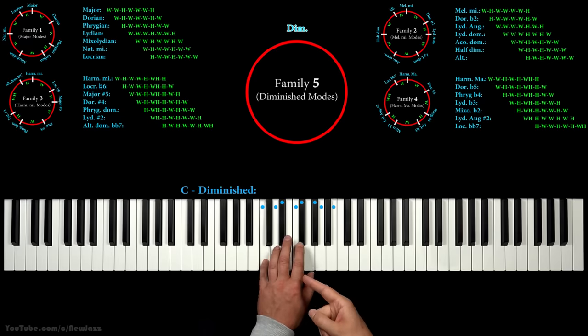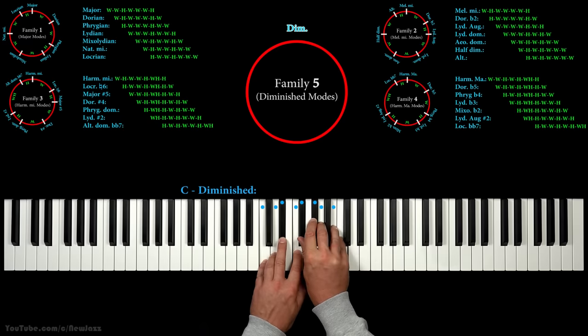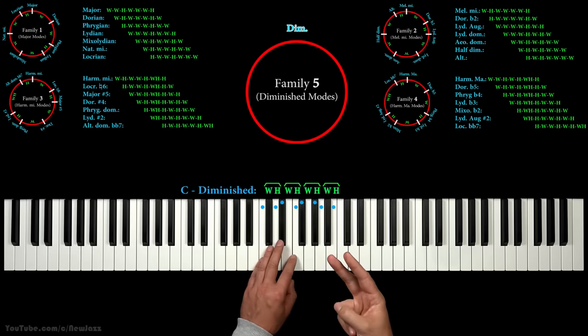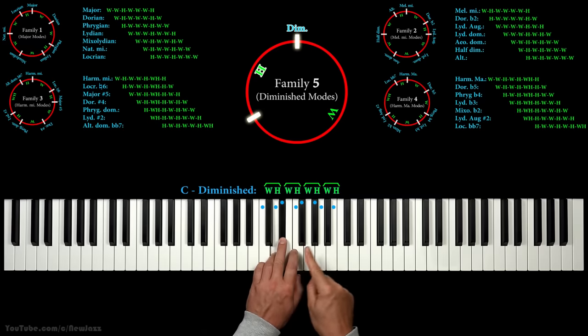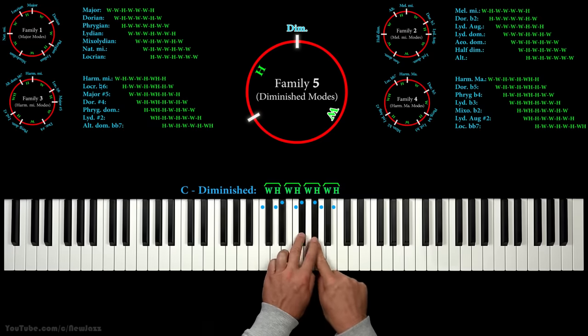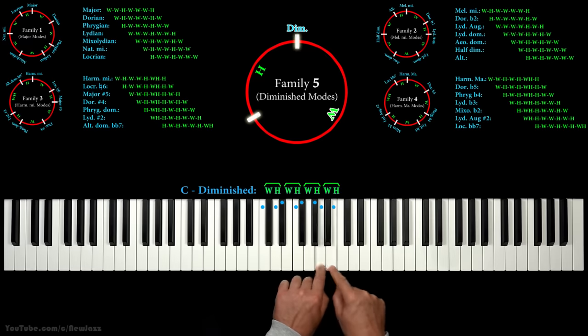Here we got the diminished scale. An 8-note scale when framed by an octave. But look, the scale actually has a repeating interval pattern on only every 2nd note. So, let's only make 2 markers on our family 5 circle. Look, we have whole step, half step, and then we simply just repeat that interval pattern. Whole, half, whole, half, and again, whole, half.